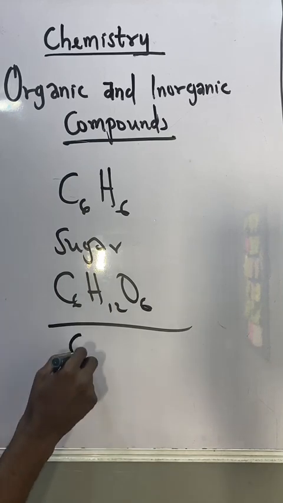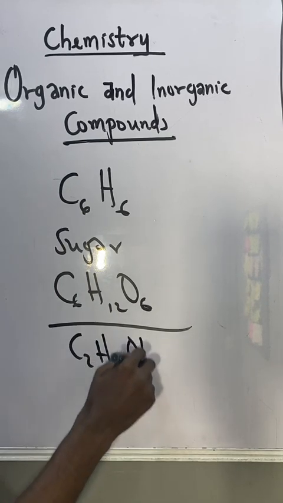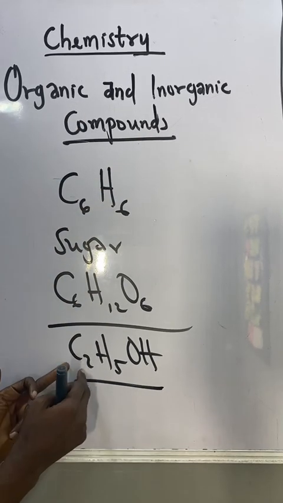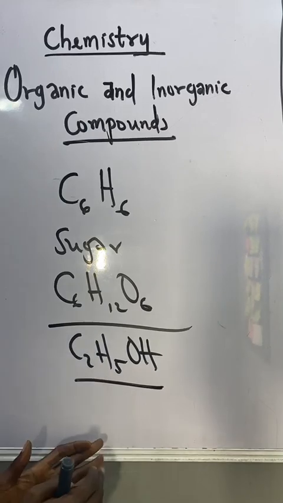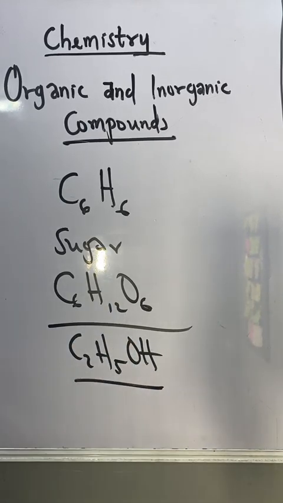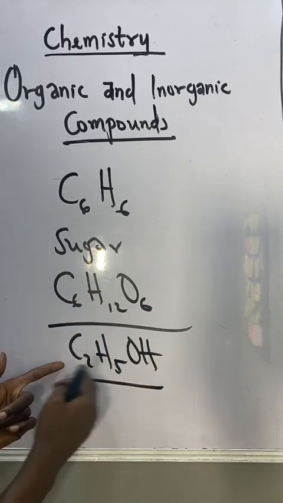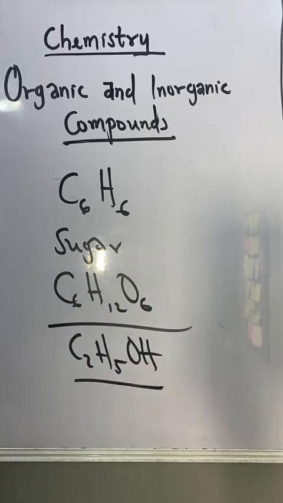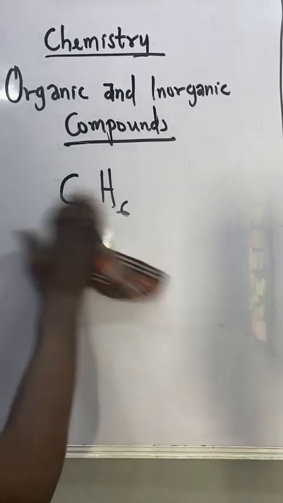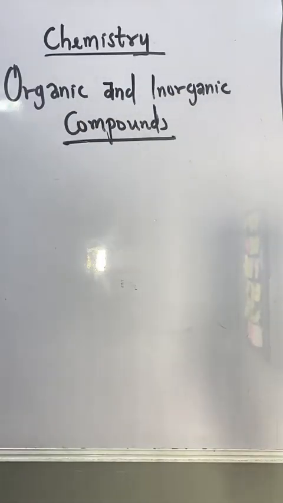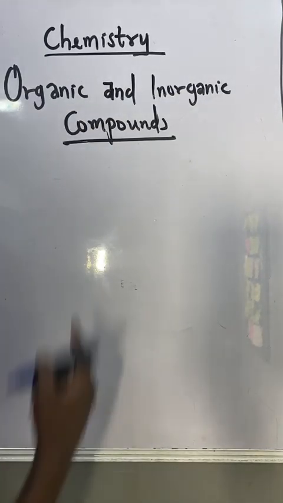If we look at ethanol, C2H5OH, this is also another organic compound. It contains a carbon-hydrogen bond, even though it is not pure because there is another element in it. It is not a pure hydrocarbon, but it is an organic compound because of the carbon-hydrogen bond that we have. Now, how do we know inorganic compounds? Inorganic compounds are those compounds that do not have a carbon-hydrogen bond. If you don't see a carbon-hydrogen bond in them, they are called inorganic compounds.